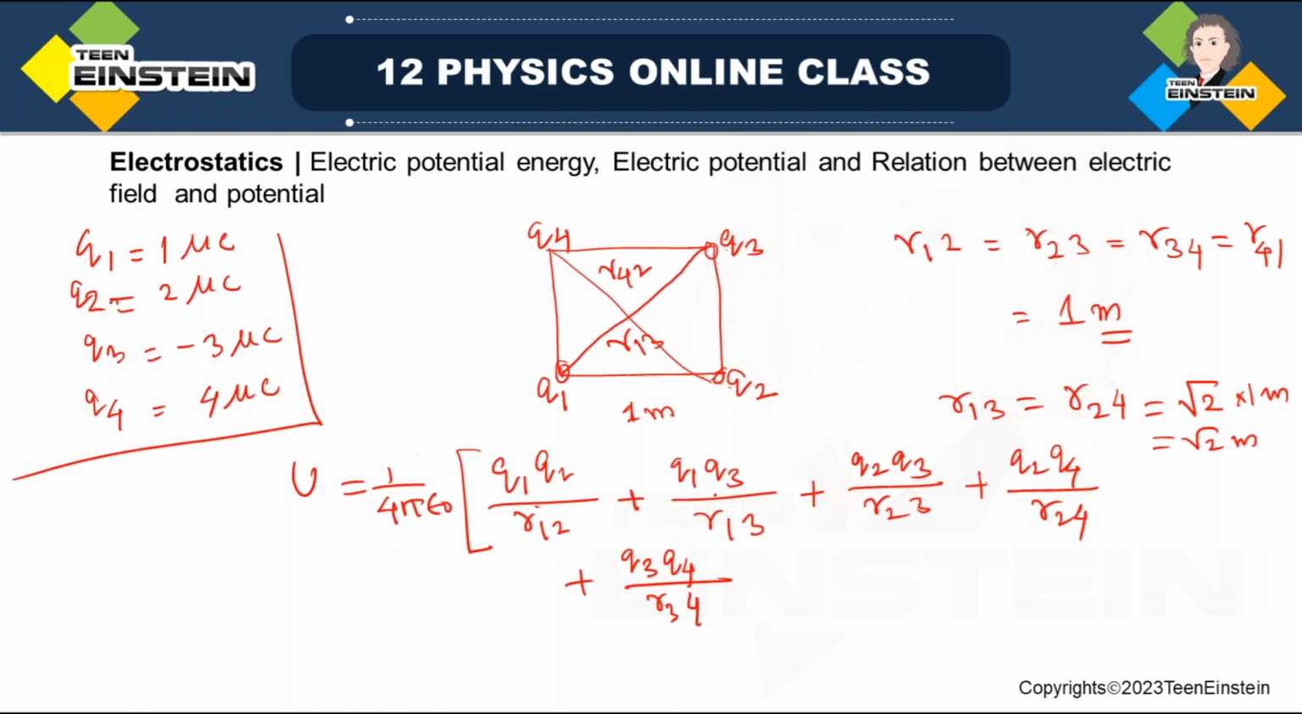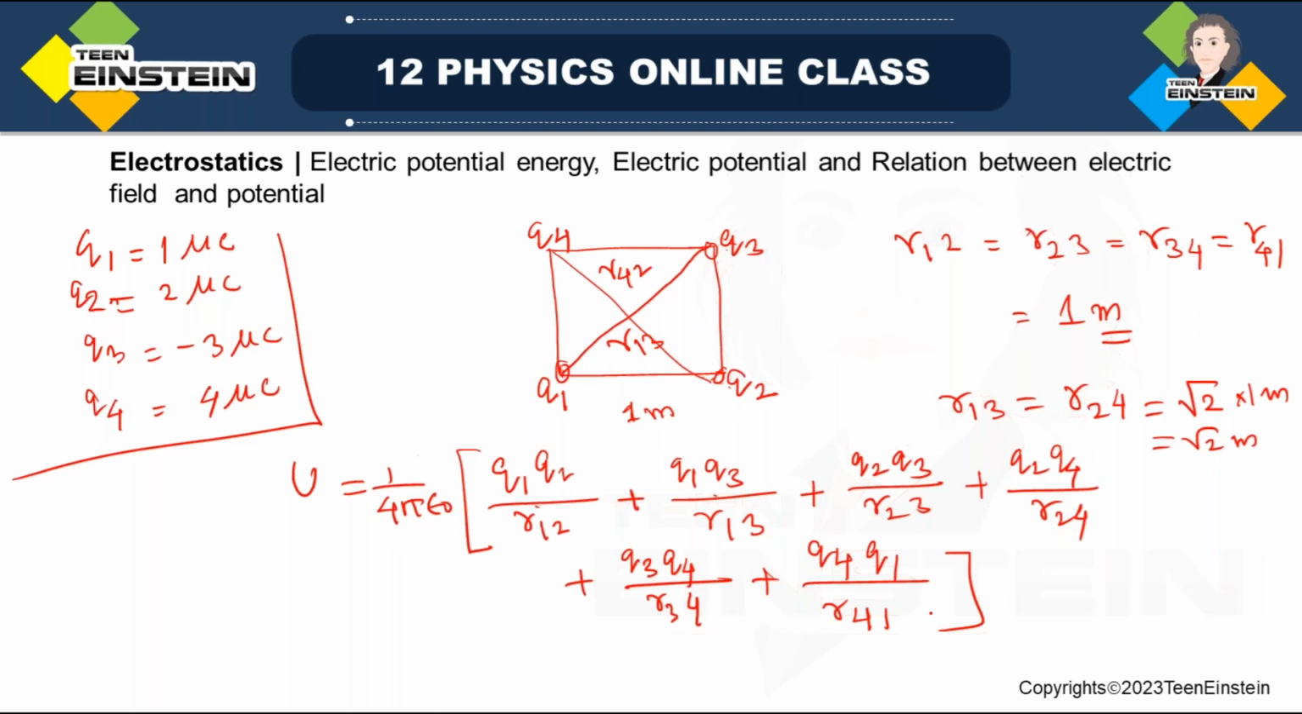How many terms have we got? 1 2, 1 2 3 4 5. One more term is remaining, that is 4 2 or 2 4. All right, so that is already done. What is remaining? 1 4. Did I write 1 4? No, we have not written 1 4. Okay, we'll write 1 4 or 4 1, q4 q1. So 3 and 3, 6 terms will be there because 4 charges are there.